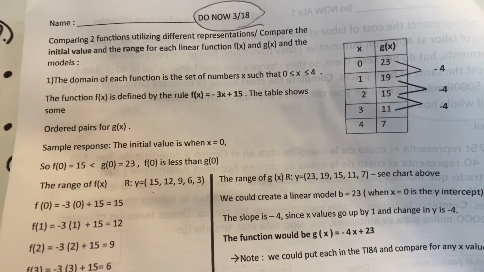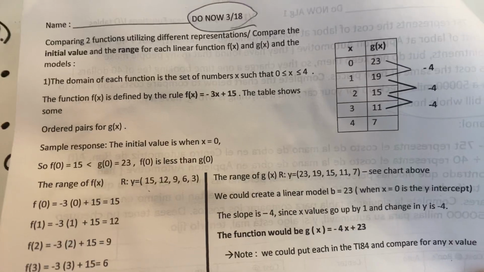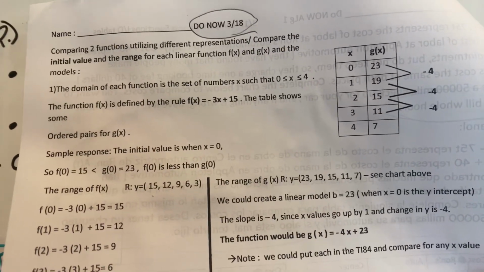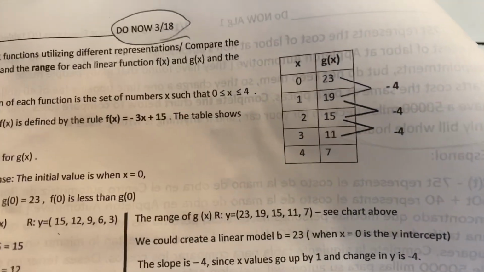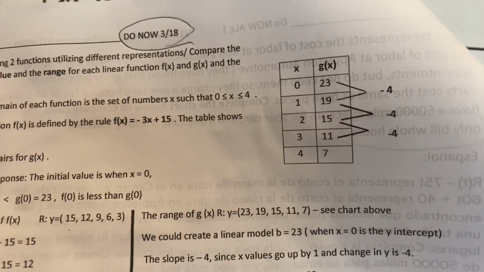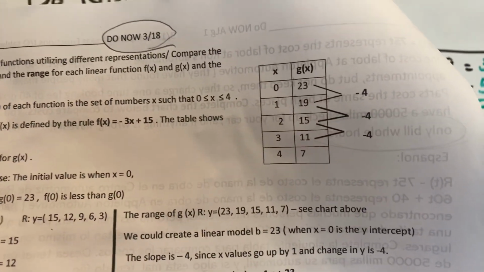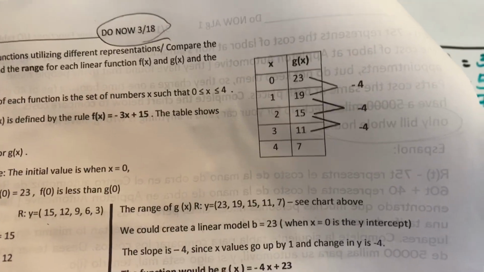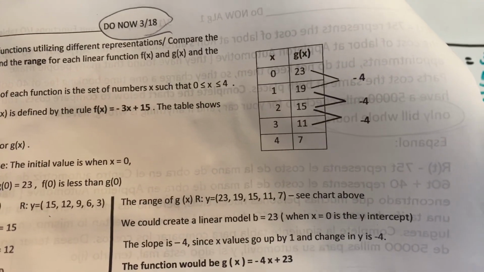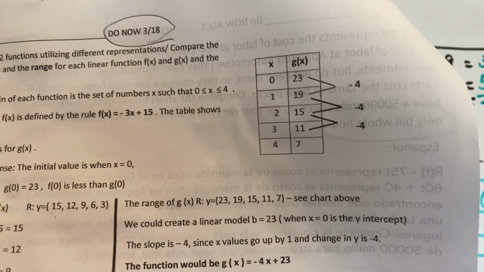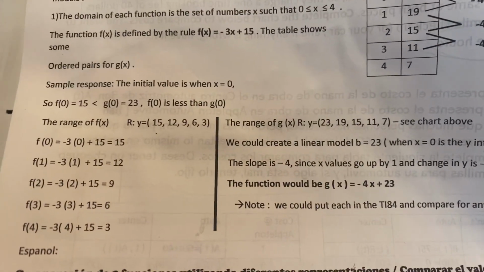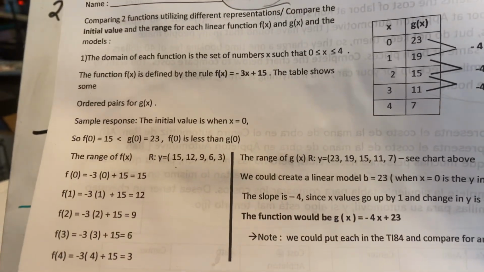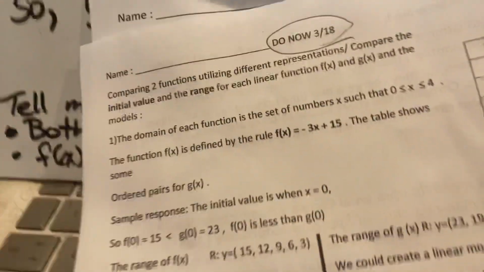The function f of x is defined by the rule f of x equals negative 3x plus 15. The table shows some ordered pairs for g of x. So if you look, x goes from 0 to 4, the same exact domain, and the range goes from 7 to 23. And you can take a look, and the rate of change is negative 4. So that's going to be our slope. So let's take a look at what they want. The initial value when x is 0, f of 0 is equal to 15. If you substitute the 0 in for the x, you get 15.